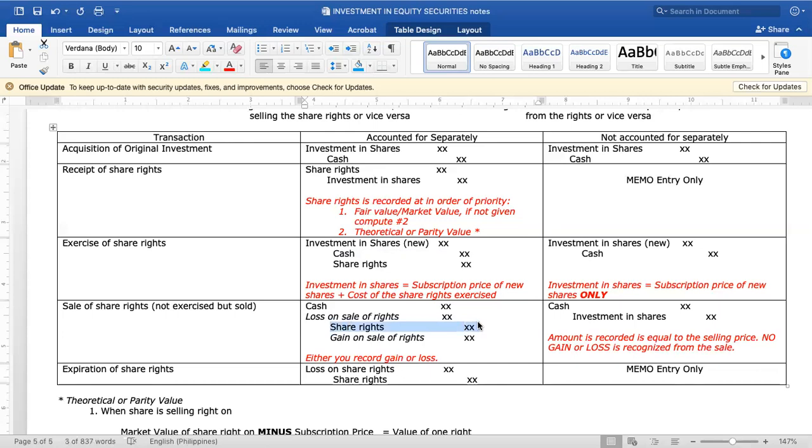Under not accounted for separately, what happens? Because you cannot separately account the shares and the rights. So when you sell the rights, it is the whole investment account that you sold. So basically the amount recorded is equal to the selling price. No gain or loss is recognized from the sale. So if you sell the rights, you did not exercise the right, but you sell the rights. Under not accounted for separately, you just record how much you received from the sale. So that is your cash. Then you credit the investment account. So again, no gain or loss is recognized from the sale under not accounted for separately.